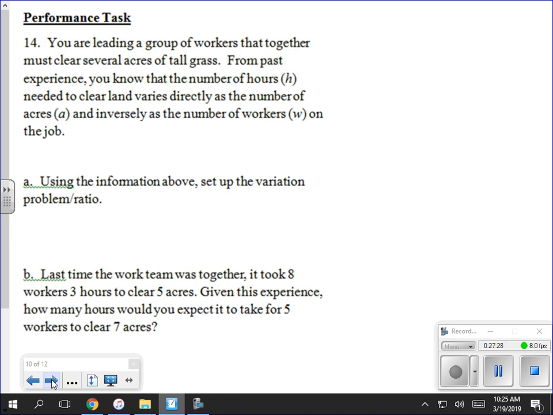H is my first variable. So I'm going to have H, and W and A are going to be either times or divide. Varies directly, that means I divide by A, and inversely as W, times W, HW over A. That's the relationship between those 3 variables, H, W, and A.